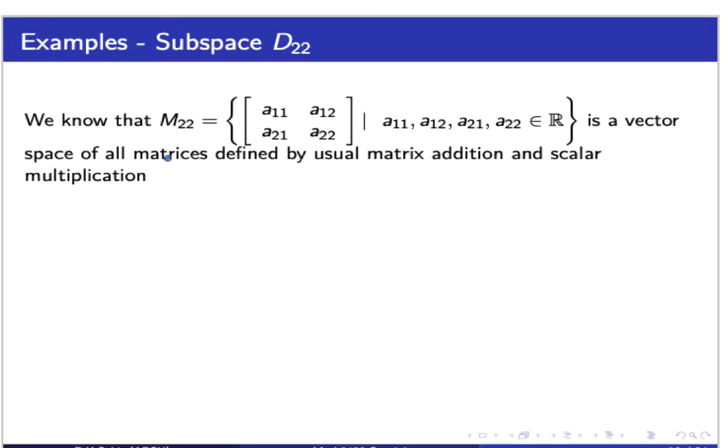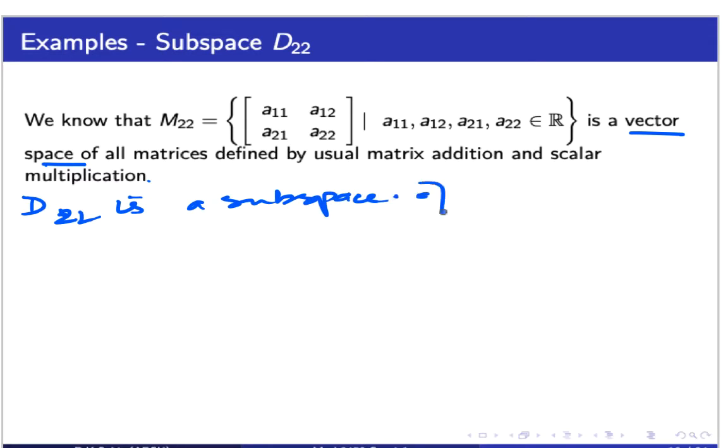Okay, now remember M22 is a collection of all matrices of size 2 by 2, and we know it is a vector space, which is defined by the usual matrix addition and scalar multiplication. You can go back and check your notes. It is defined what the addition and scalar multiplication is. But the question over here is, D22 is a subspace. We have to prove that of M22.